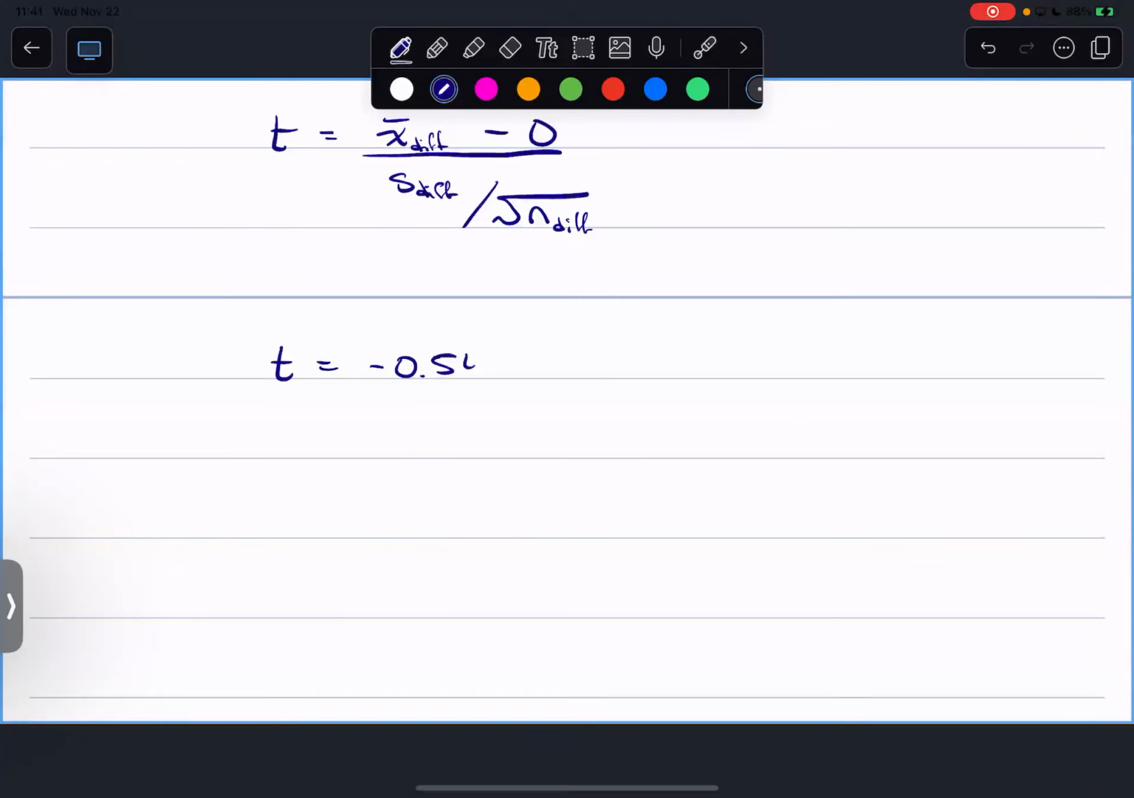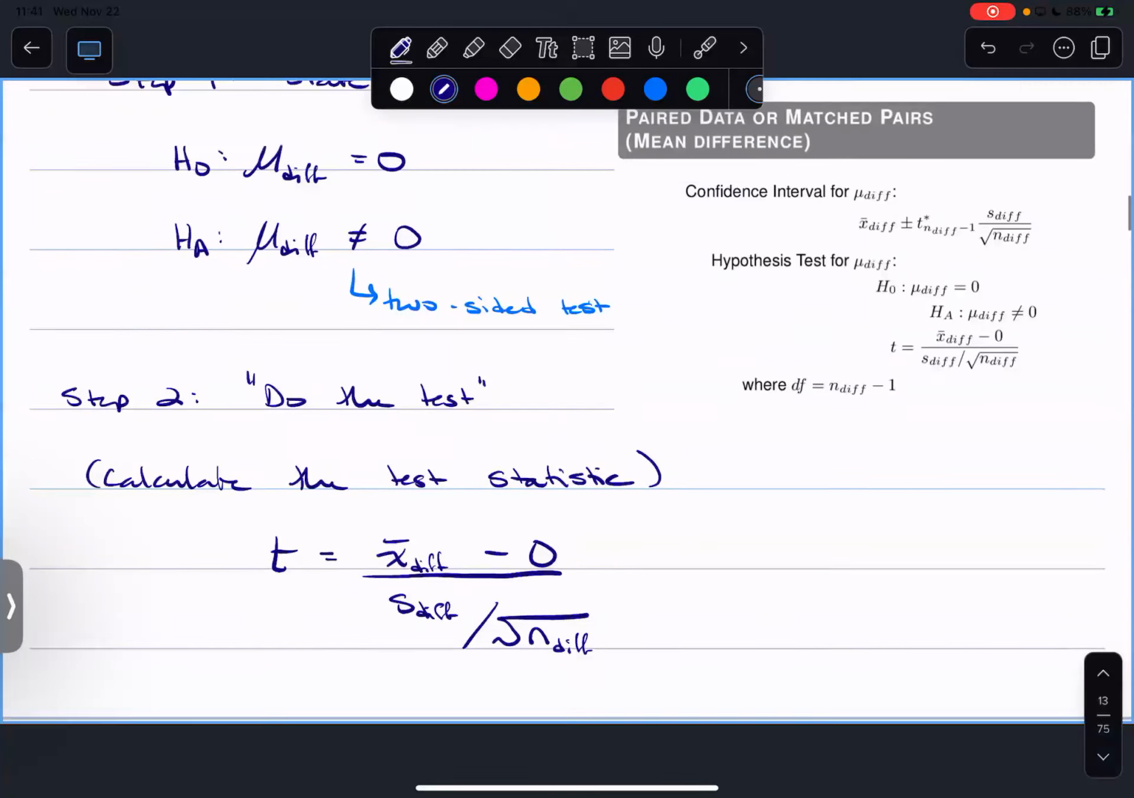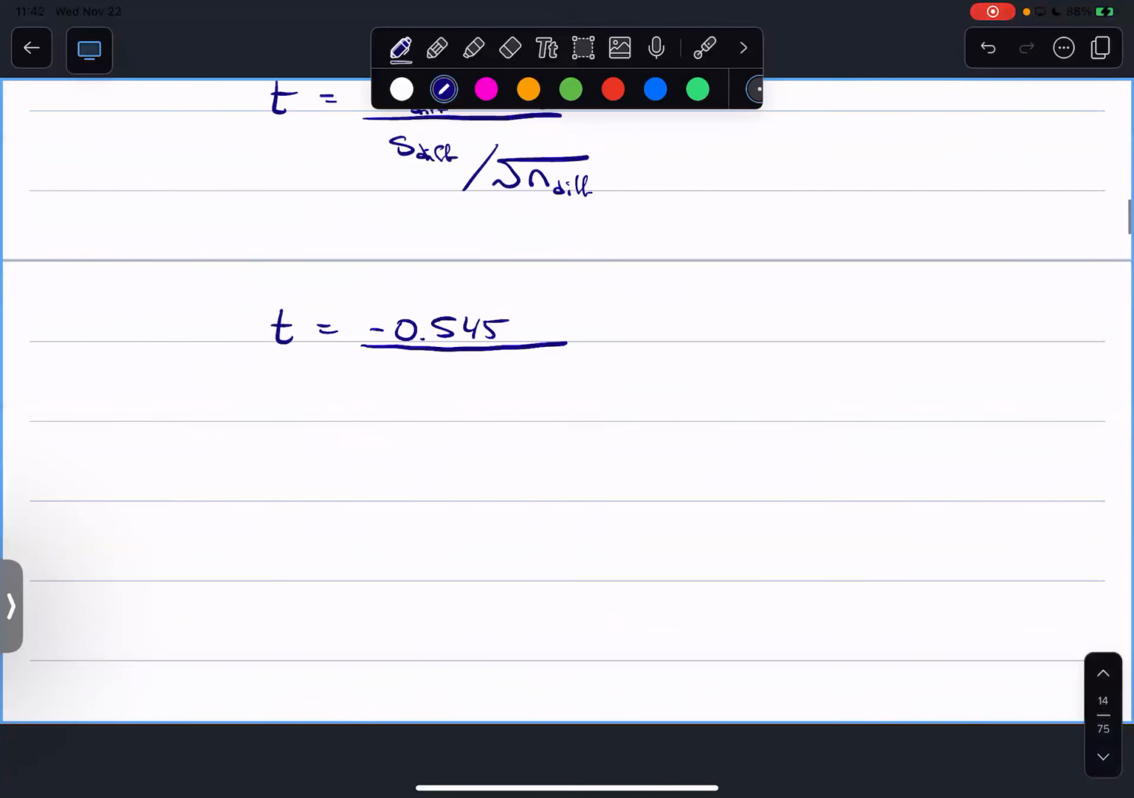Negative 0.545. You can write minus 0, I'm not going to. Divided by 8.887, divided by the square root of 200. I guess I don't have it pre-baked. Let me get my Martha Stewart on. 8.887 divided by the square root of 200. I like to find the standard error first, and then negative 0.054.